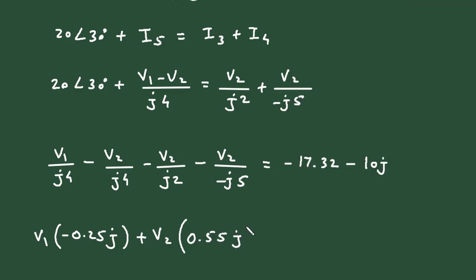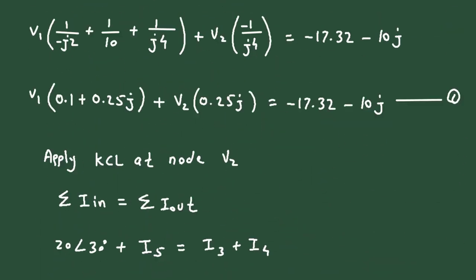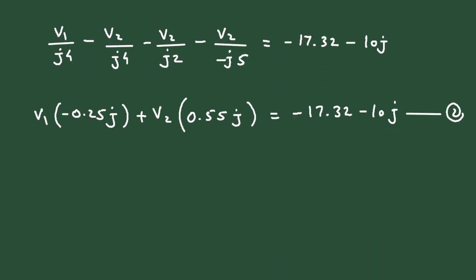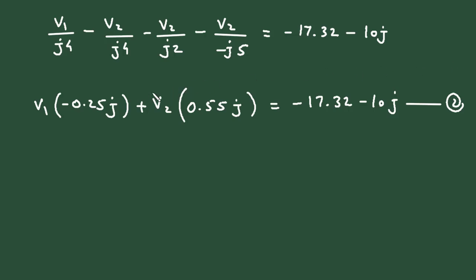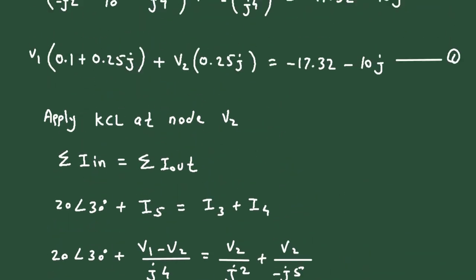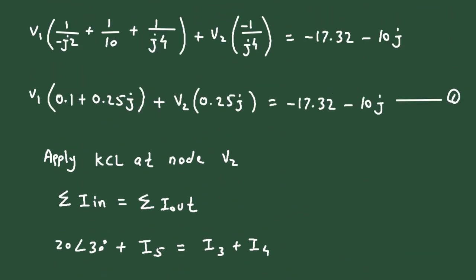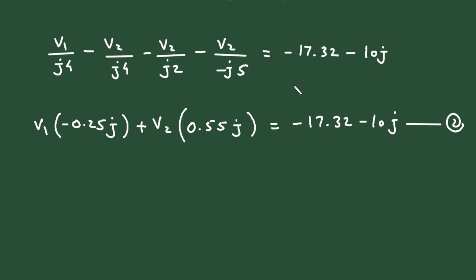(0.55 J) is equal to minus 17.32 minus 10 J. Now let's say this is equation number 2. Now we got two equations, equation 1 and equation 2. Now we can either solve it by matrix method, or we can solve this by finding the value of V1 first and then substituting the value of V1 here. So let's solve this by using matrix method.